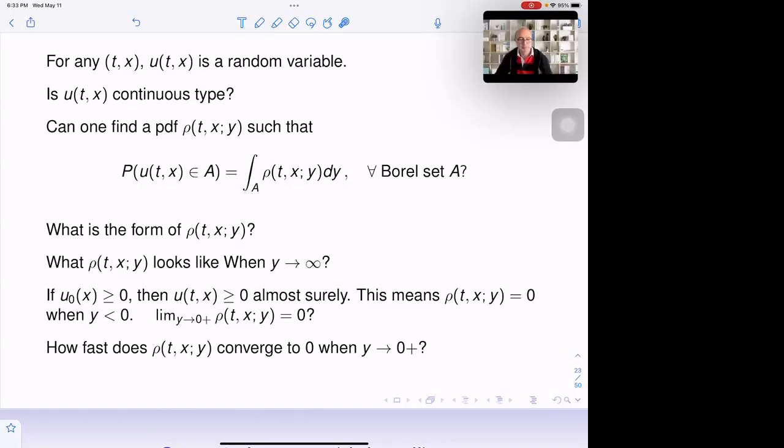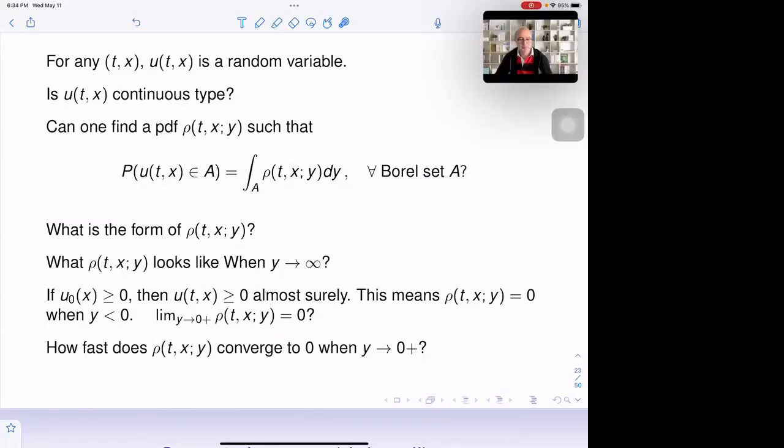Another question is that when u_0 is positive, then this one is also positive. This means that the probability density function is supported on 0 to infinity. So when y is less than 0, this is equal to 0. Now you want to ask, when y goes to 0, does this go to 0 or go to a constant? Is it possible that it goes to a constant? Because you can find a probability density function on the half line, for example e^(-x) on 0 to infinity. This can be a probability density function. When x goes to 0, it goes to 1, not to 0. So it does not always go to 0.